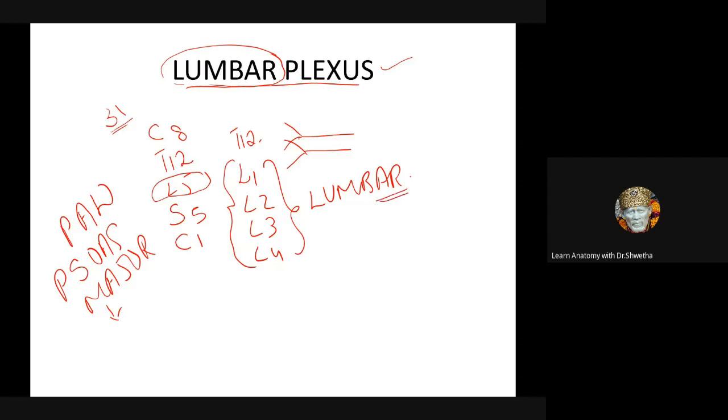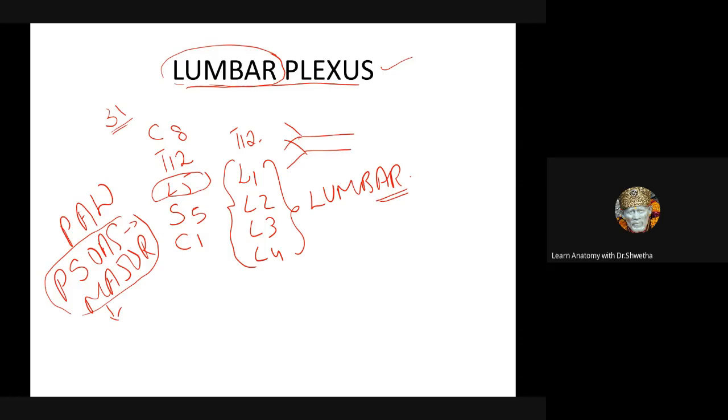So where is it located, students? The lumbar plexus? Posterior abdominal wall. Excellent. Within which muscle, students? Psoas major muscle. Very good. If you dissect this muscle, you will see all the nerves of the lumbar plexus. So we discussed the nerves involved and where it is present.